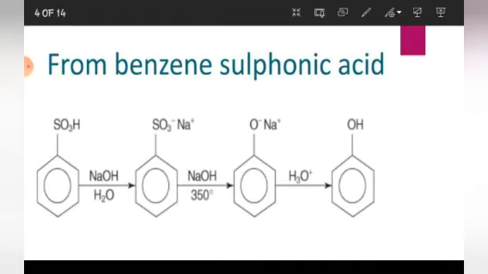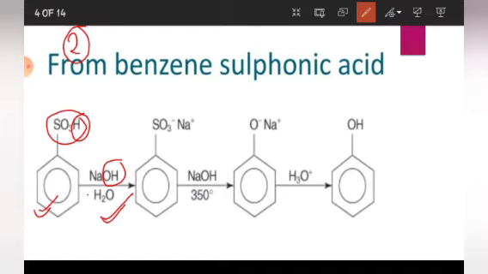This is the second method, which is from benzene sulfonic acid. What is benzene sulfonic acid? Benzene ring with SO3H group on it is known as benzene sulfonic acid. Now we will react it with NaOH. See what will happen here: this H and OH will be eliminated as H2O and we will get SO3Na.